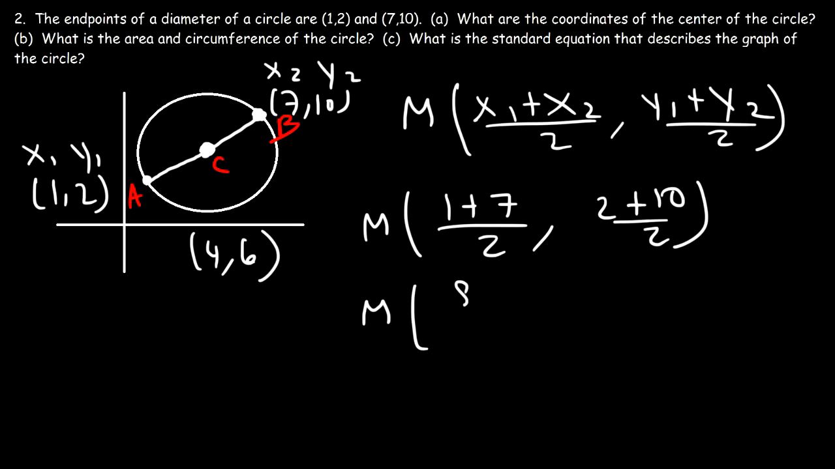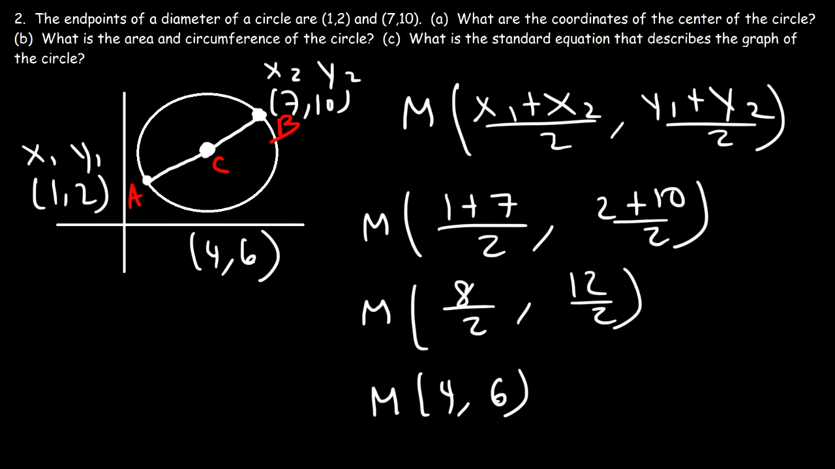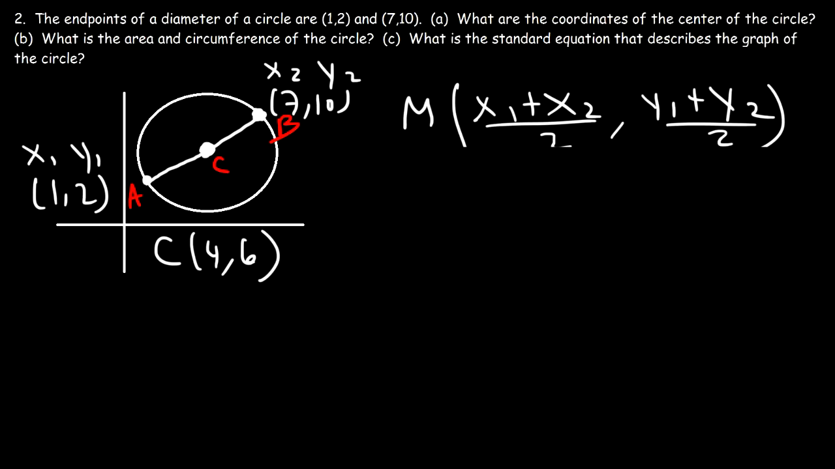So 1 plus 7 is 8. And 2 plus 10 is 12. Now 8 divided by 2 is 4. And 12 divided by 2 is 6. So that's how you can use the midpoint formula to get the midpoint between 2 points. And so the center of the circle is (4, 6). So that's the answer for part A.